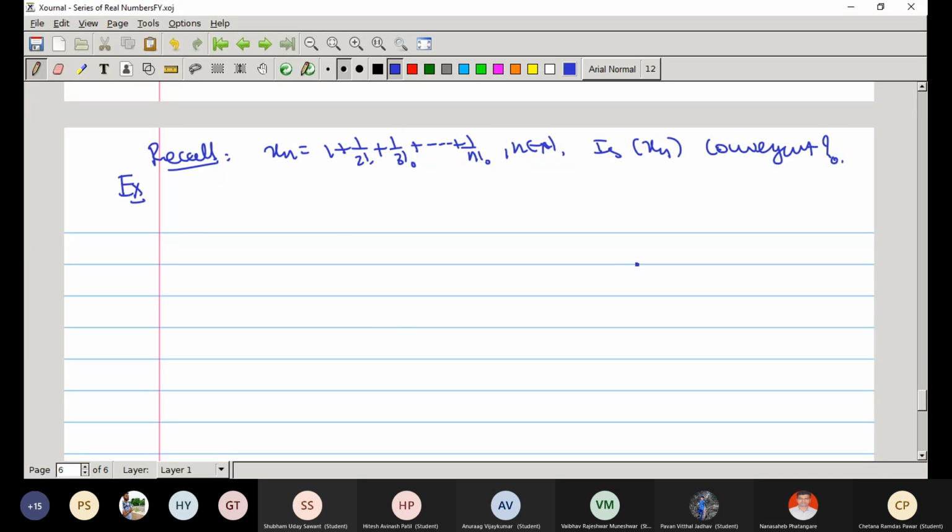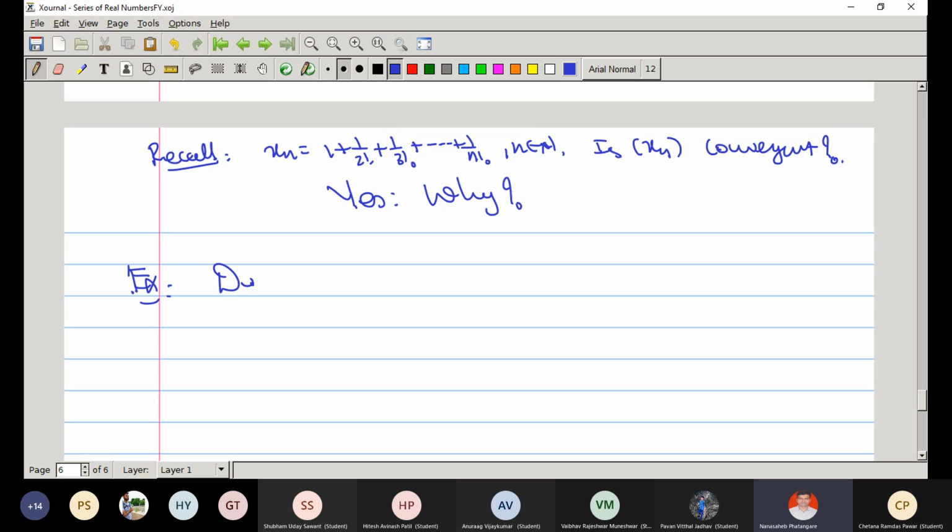The answer is yes. Right? And then why? Why is this sequence convergent? By the same logic, this is monotonically increasing and it has an upper bound, bounded above. So you go back and see our previous notes, previous discussion. You will find that we have already discussed that this is convergent.